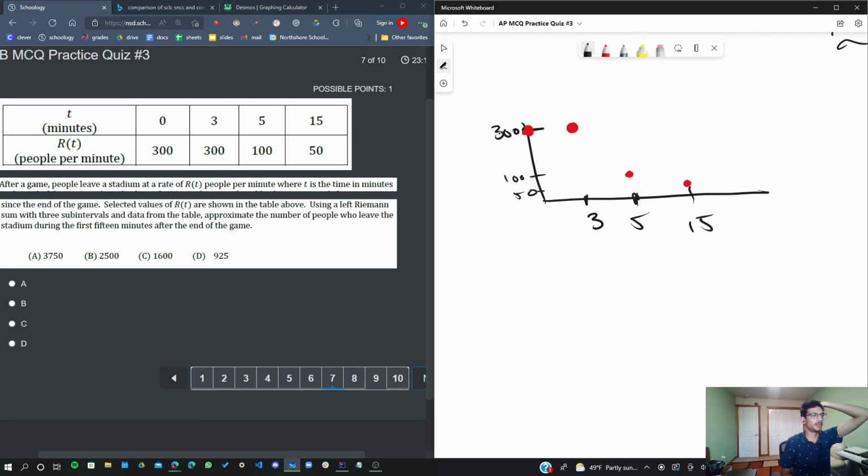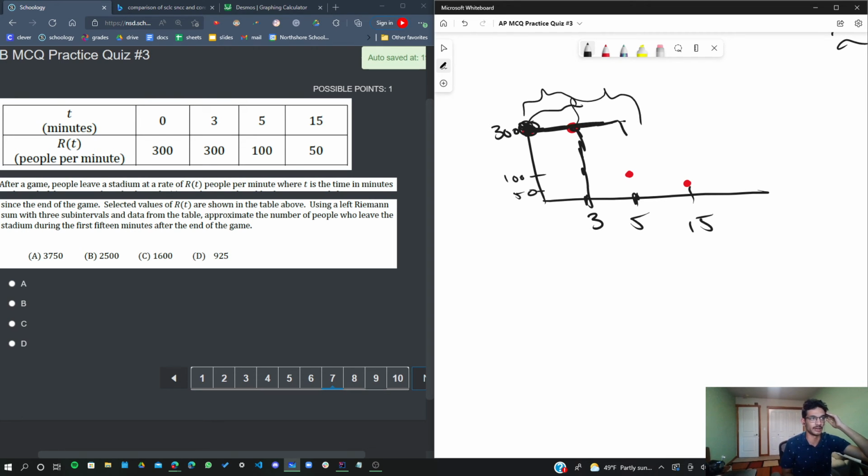Left Riemann sum means that we're going to use the left point as the height. So in this interval, this is the left, so we're going to use that. In this interval, this is the left, so that's going to be our height.